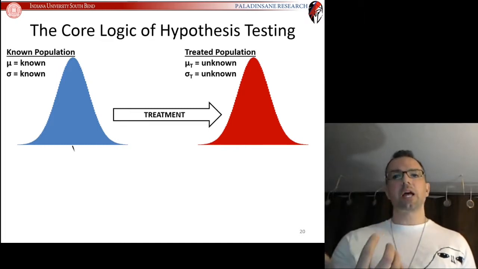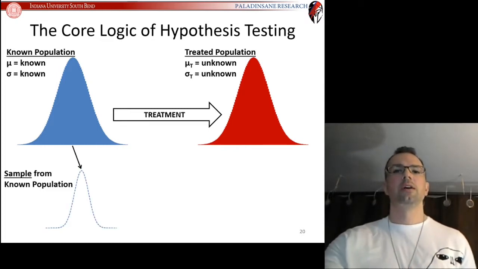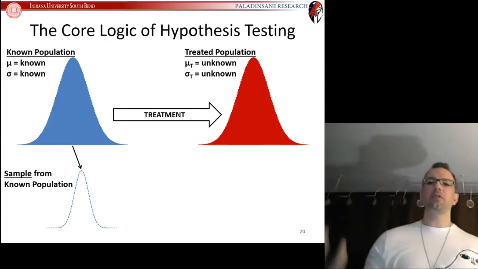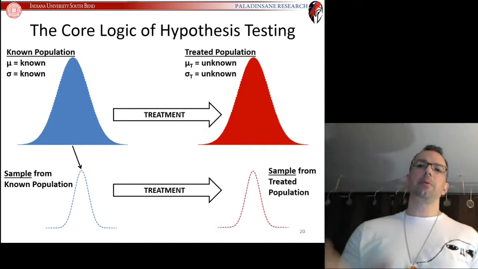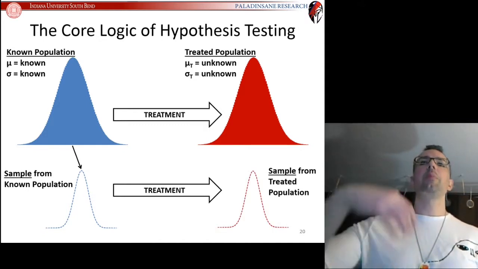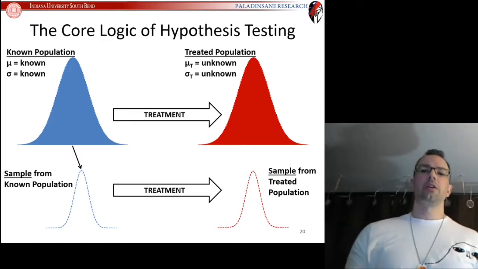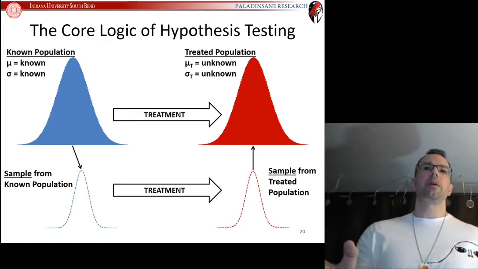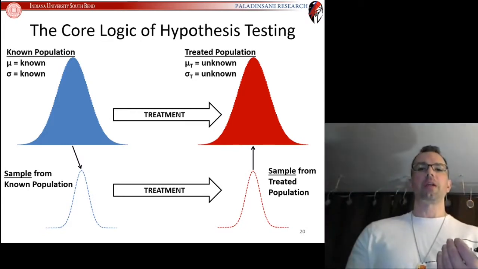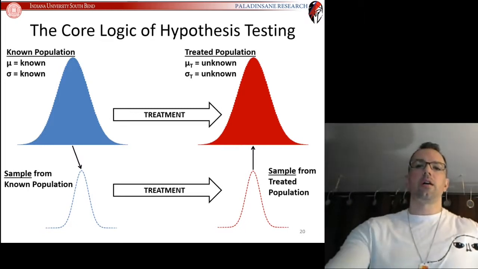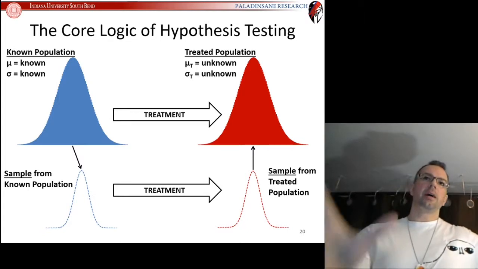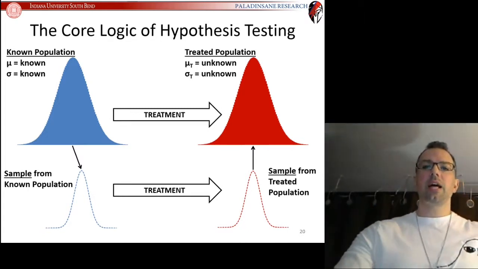So what we do is we take a sample from that known population. We take a sample from that population we know things about, and then we treat that sample, and then we see afterwards whether or not that sample has changed enough for us to conclude that it now belongs to the treated population. It's changed enough because of the treatment that it now must come from, or must belong to, this new treated population, indicating that your treatment works. So that's a general idea.